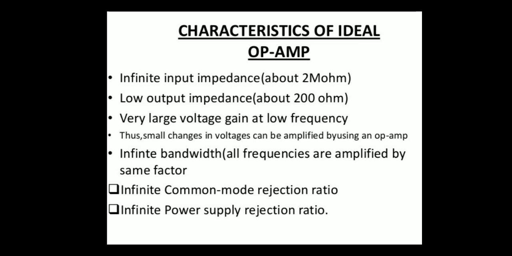Characteristics of an ideal op amp: infinite bandwidth, infinite common mode rejection ratio, as we saw earlier, which is also included here, infinite power supply rejection ratio, and very large voltage gain. Small changes in voltage can be amplified by the op amp.